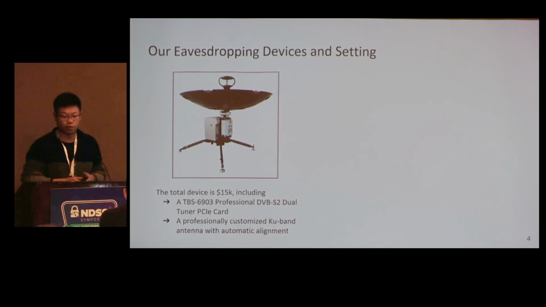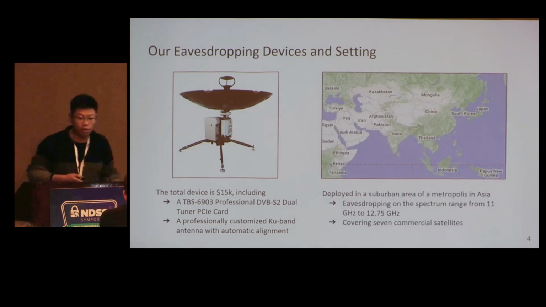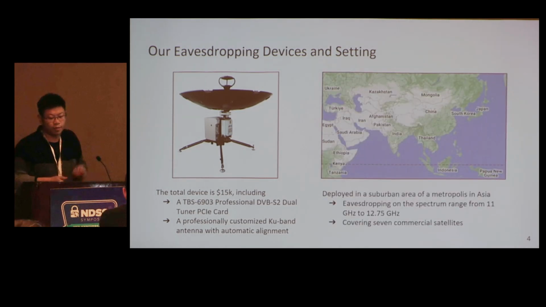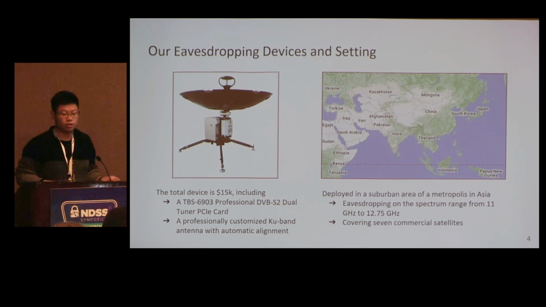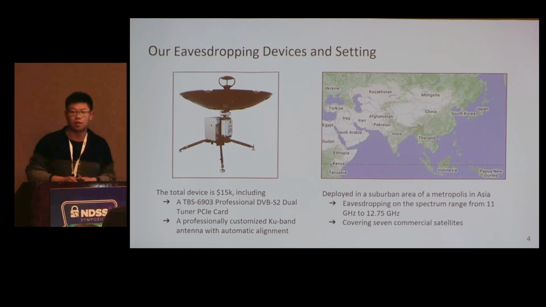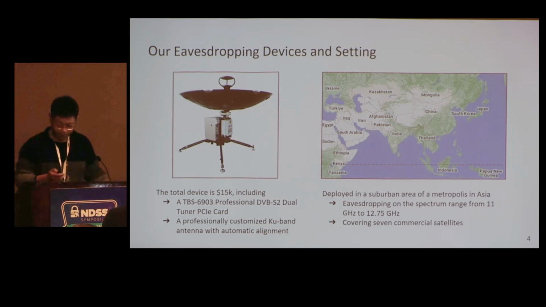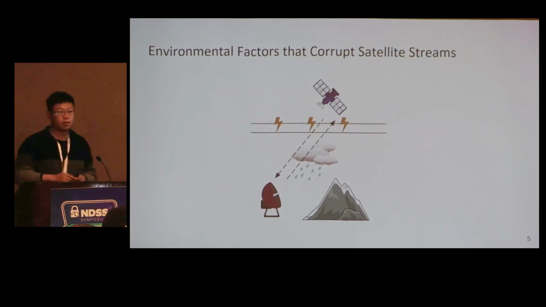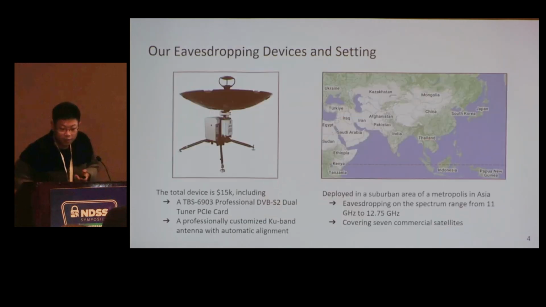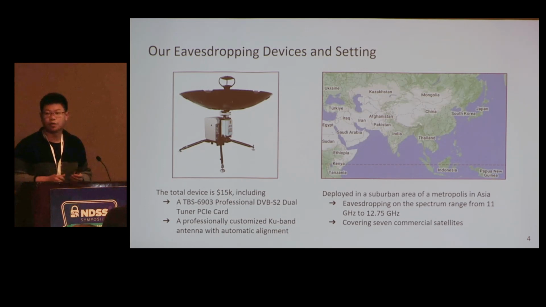And we deployed this device in a suburban area of a metropolis in Asia with more than 10 million population. And we eavesdropped on the spectrum range from 11 GHz to 12.75 GHz, which covers 7 commercial satellites. So we received in total 26 gigabytes of signals.